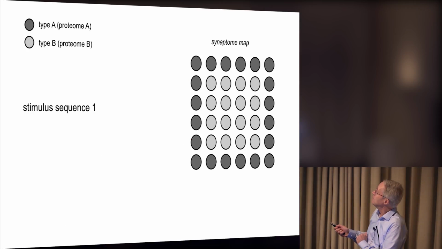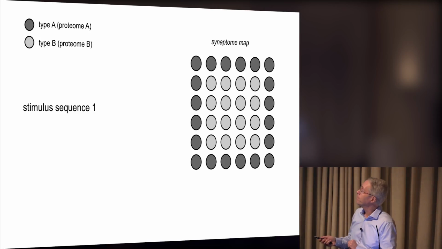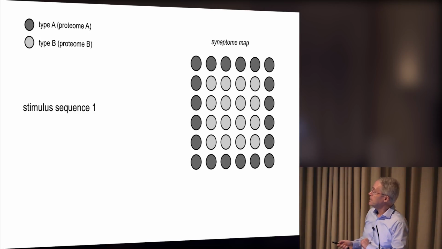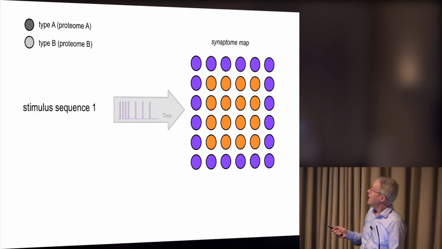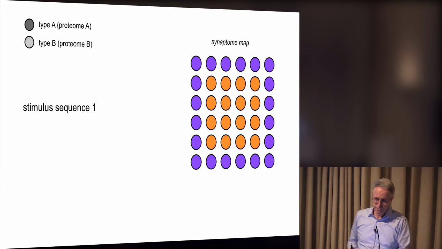Here's a really simple way to look at it. I've got 36 synapses here, and I'm going to just call them two different types, these dark ones and these light ones here. They have different sets of proteins in them. This is type A and type B. And we're going to stimulate all of them equally with a pattern of neural activity. And I've drawn it in such a fashion that the ones on the outside had a different response to those in the middle.